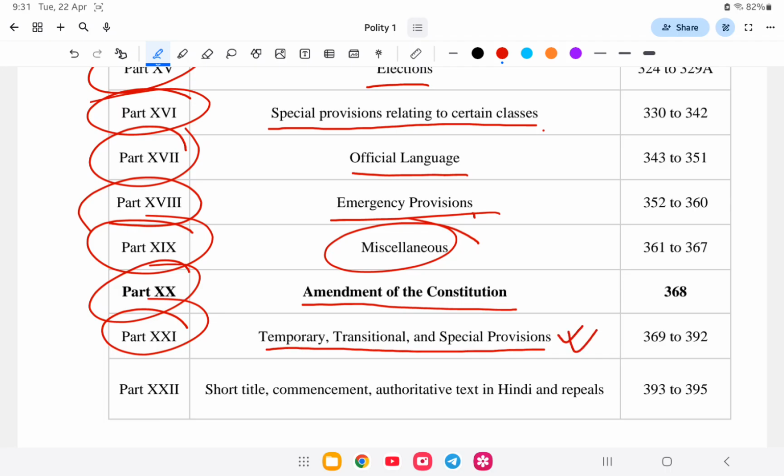For example, Article 371AB will come under Part 21. And Part 22 is Short title, commencement, authoritative text in Hindi and repeals. So these are the various parts. Let us go to the next question.